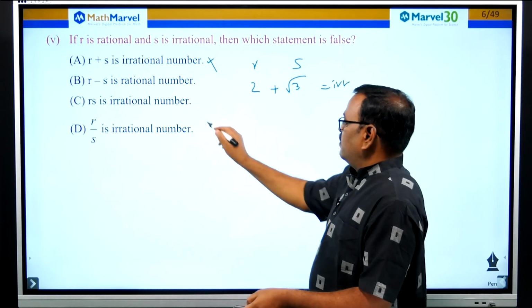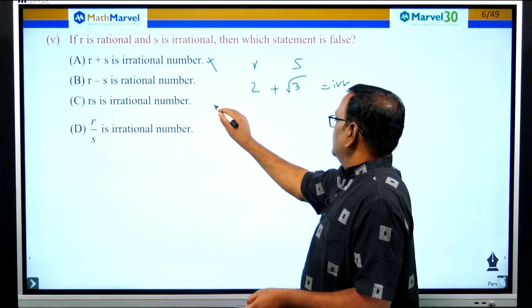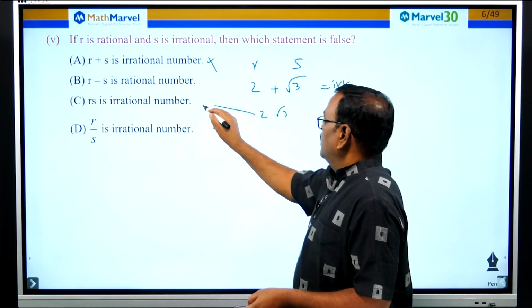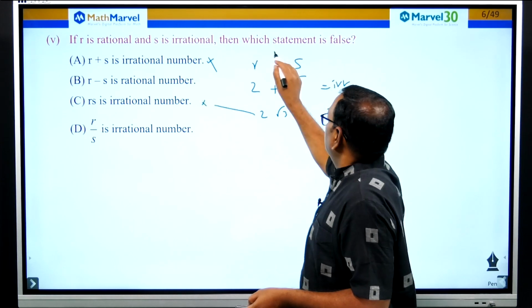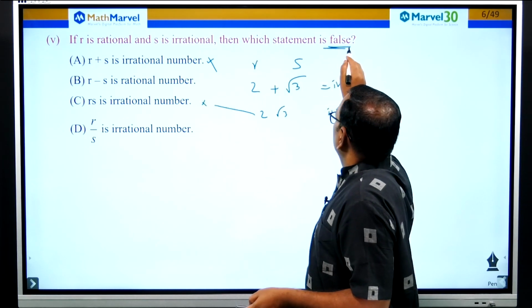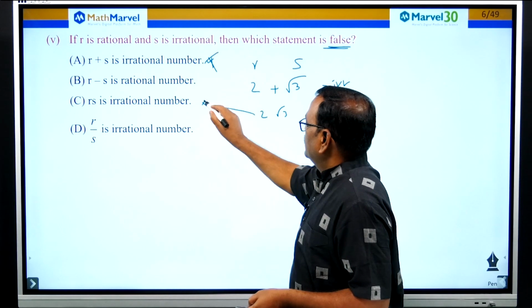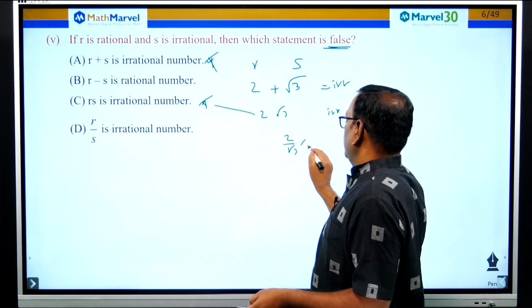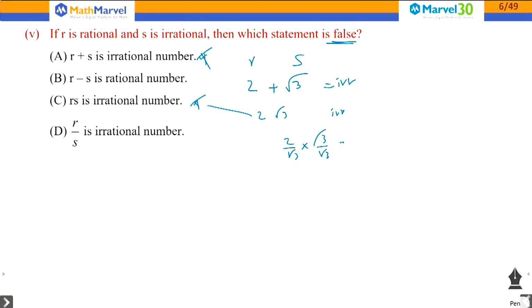Now R into S, third option, 2 into root 3, that is also irrational, that is also a correct statement, but the question asks for the false one. This is true and this is true. R by S, 2 by root 3 into root 3 by root 3, 2 root 3 by 3. Again it is irrational, this is also true.